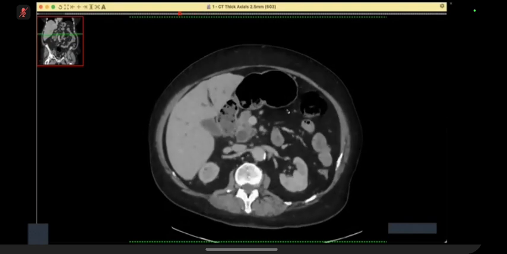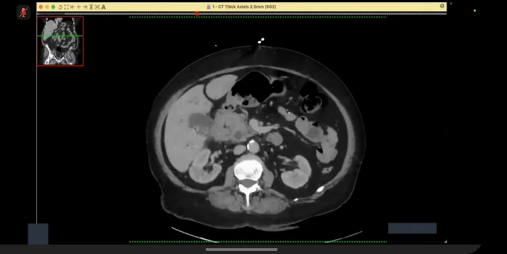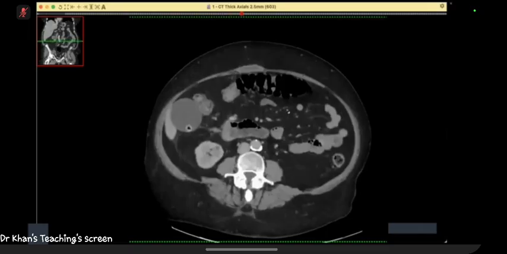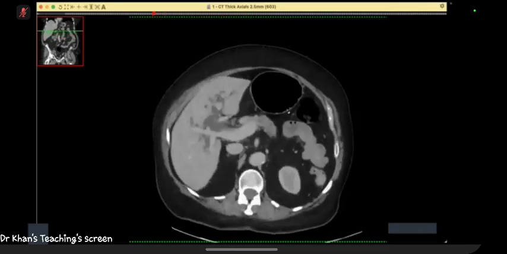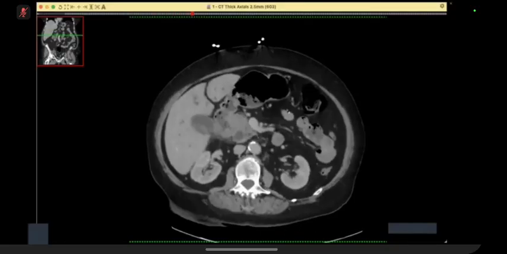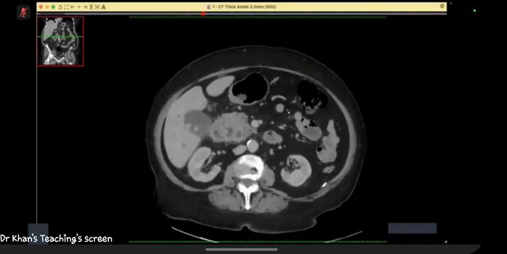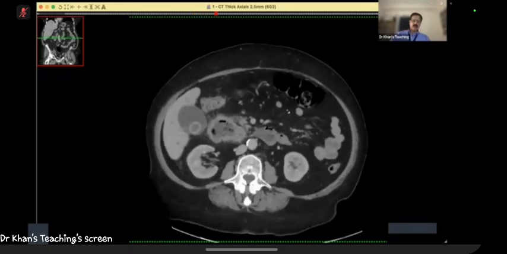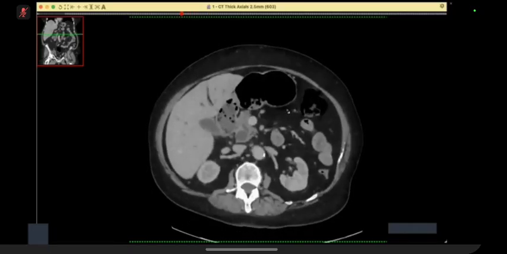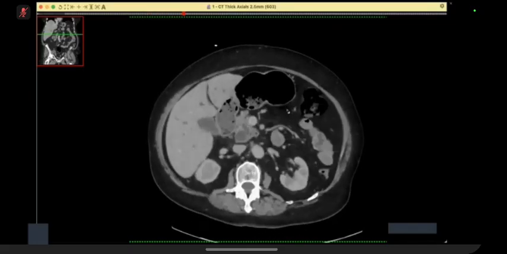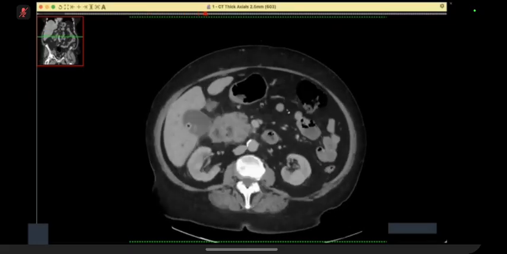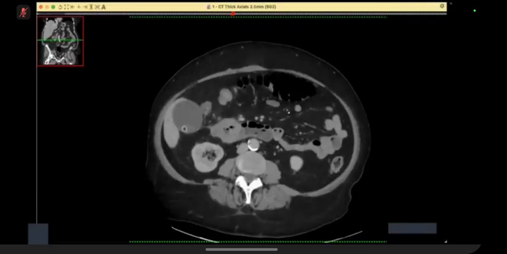I would also like to see all the phases if they're available, particularly the delayed phase, because cholangiocarcinomas normally enhance in the delayed phase of the images, around 15 minutes, so that they're better delineated. Nothing is available. Okay. And besides that, I would like to look at the nodes also in the adjoining region.